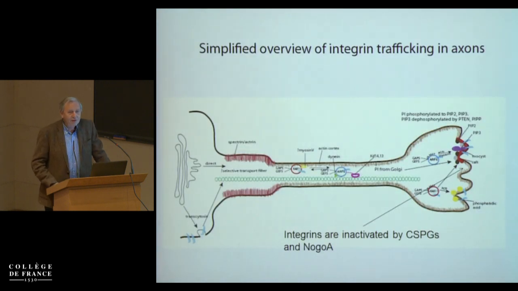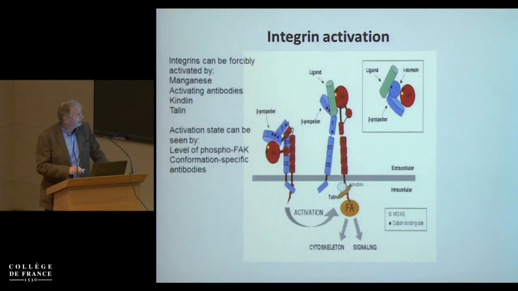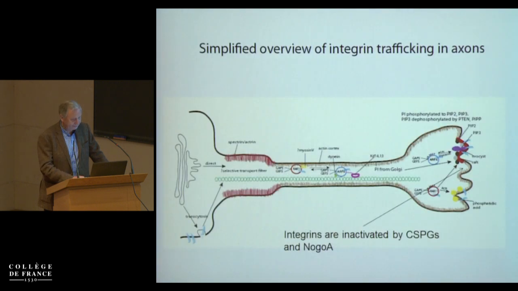So the problem we were facing is that if we express integrins in axons, they do nothing because they are inactivated by chondroitin sulfate proteoglycans and by NOGO-A. Now, we don't know the signaling pathway that causes integrin inactivation, but it's very clear that these inhibitory molecules act by converting active integrins to inactive integrins. So clearly what we had to do in order to make an integrin strategy work for regeneration was to force the integrins into the active state by expressing this molecule kindlin.